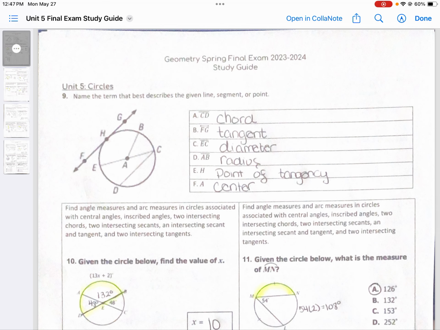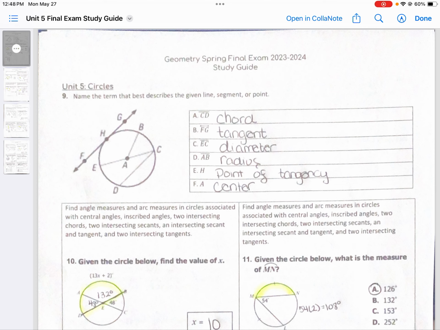All right. So starting with number 9, name the term that best describes the given line, segment, or point. Starting with segment CD. CD is a chord. A chord is a line connecting 2 points on a circle. That is a chord.